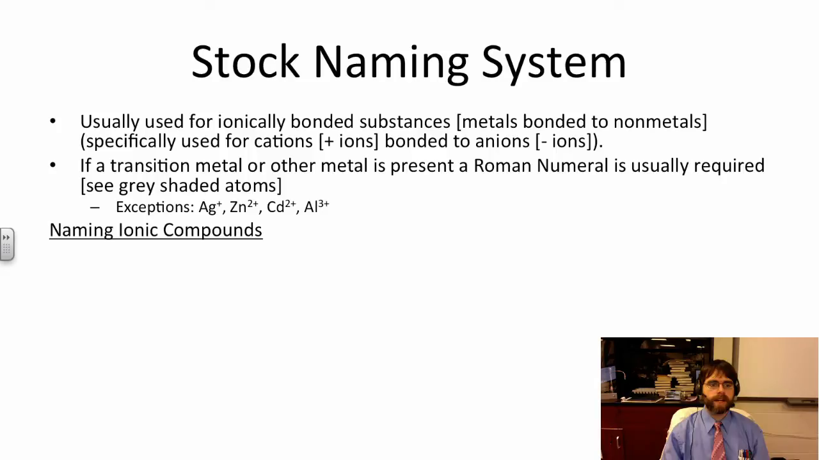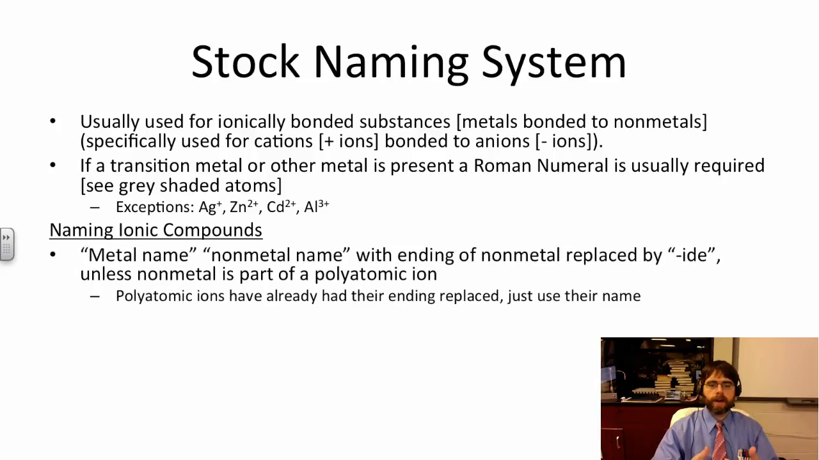So when it comes to the stock naming system, you start out with the metal's name followed by the non-metal's name, and the non-metal's ending gets replaced by IDE. Sodium chloride is the best example of this. Sodium, metal name; chloride, non-metal name, with the ending dropped and replaced with IDE. The IDE suffix tells us that it's an ion instead of an atom. So chlorine is chlorine atoms, chloride is chloride ions.